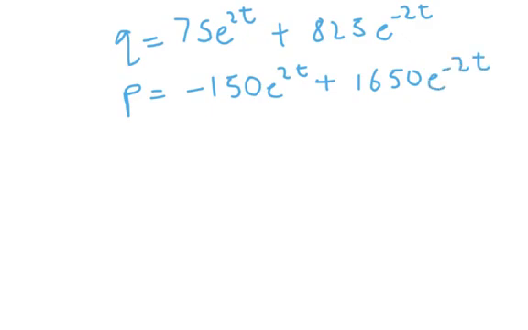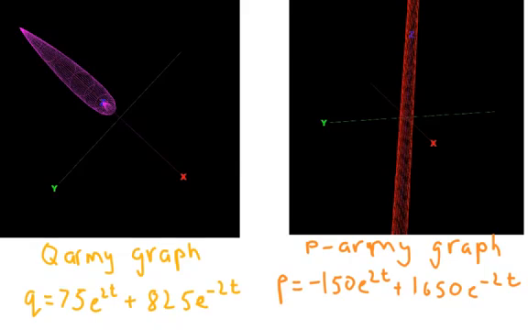Now we'll graph both the functions, and what we get is, this is the graph for Q army and this is the graph for P army. And we see that when we graph the functions, the value of Q will never touch 0, while the value of P will touch 0 at some value of t. This means that the Q army will never be fully decimated, but the P army after a certain time t will be completely eliminated. So Q army is the winner in this case.